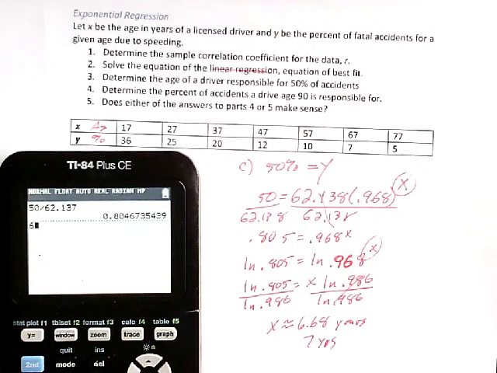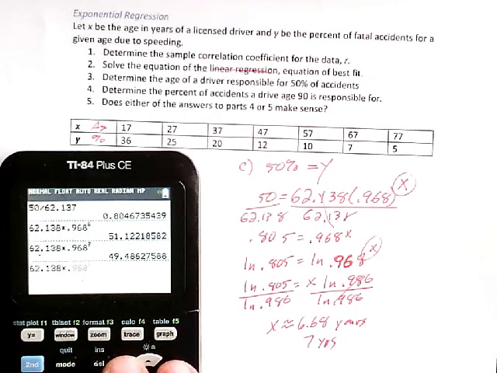So just to show you what I'm talking about, 62.138 times 0.968 raised to the 6th power, that's 51.7. At 7 years old, 49.4. So someone between 6 and 7 years old is responsible, and then you can start going back and forth to find the most accurate answer.